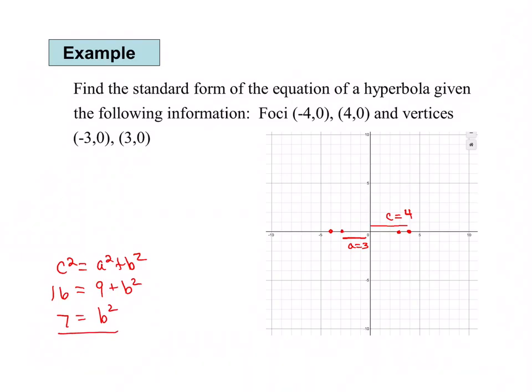All right, so that is all we need. We don't have to go any further. So we know the equation is going to be x squared, and it's horizontal, over a squared, which is 9, minus y squared over b squared, which is 7, equals 1.